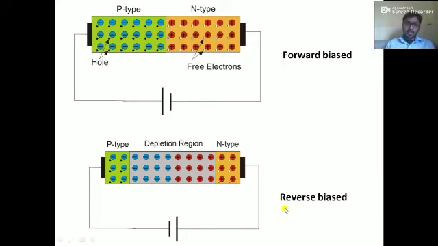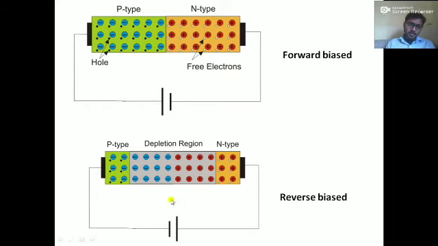Why does it not flow current in reverse bias? Because when we connect the battery to the semiconductor diode in reverse bias, the battery negative terminal is connected to the diode positive terminal, and the battery positive terminal is connected to the diode negative terminal. Then the width of the depletion region goes on increasing. Because of that, the flowing of charge carriers from this region to this region is quite difficult. That is why in reverse bias the depletion width increases, and hence the current is not flowing through this region.